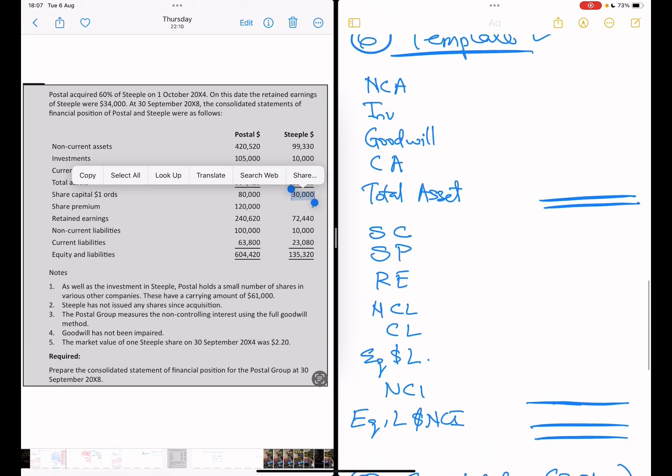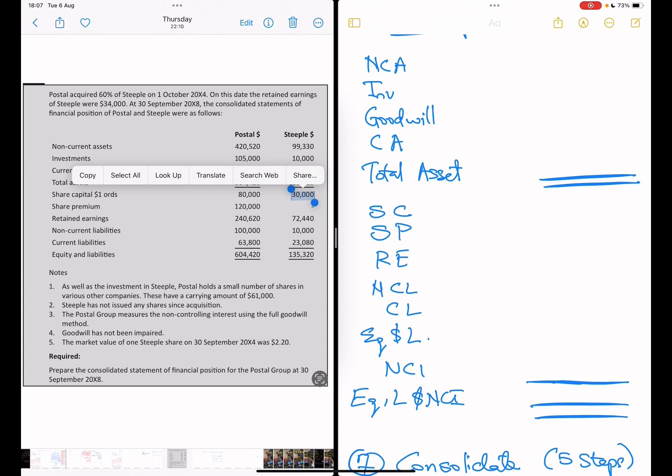Which means the share capital for the group will just be 80,000 here, because that's all we got.